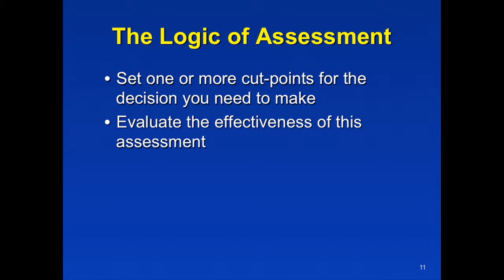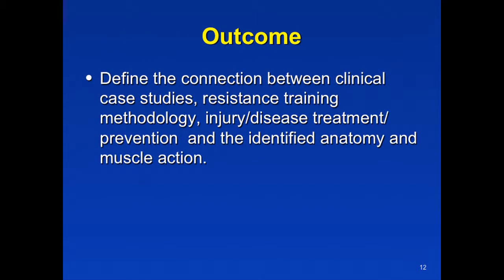All right, let's put this in an example. So this is an outcome from an anatomy course. In this case, it says that one of the outcomes, the learning objectives, is that we want the learner to be able to define the connection between clinical case studies, resistance training methodology, injury and disease treatment and prevention, and identify the anatomy and muscle action.